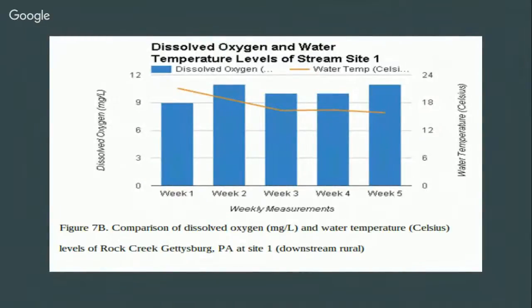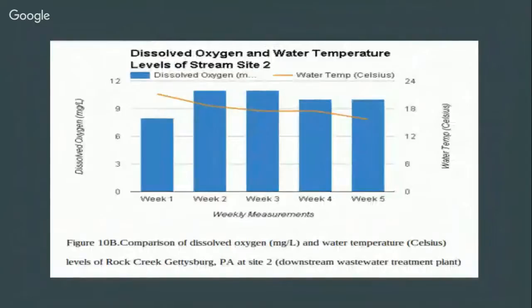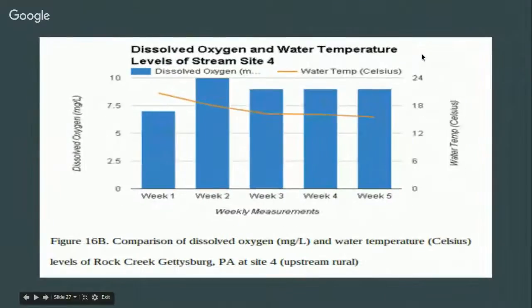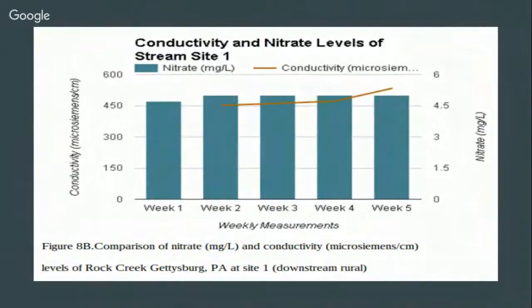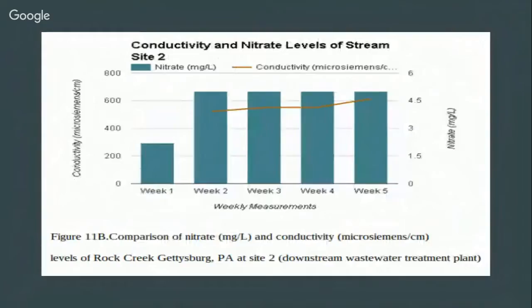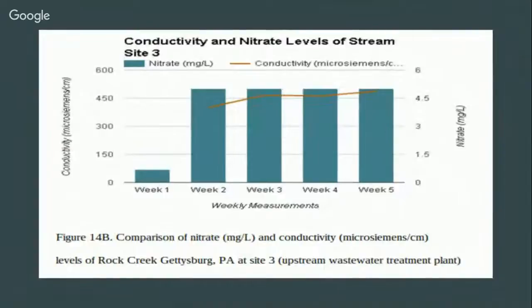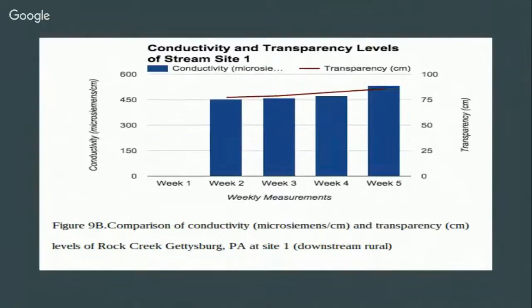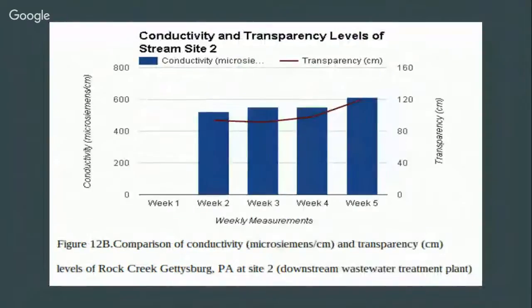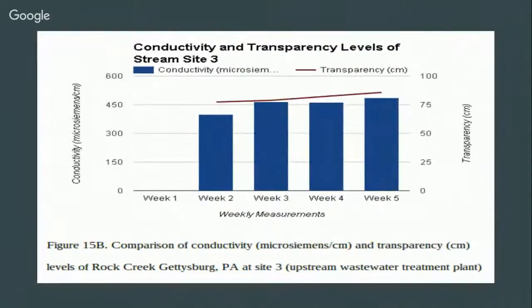The dissolved oxygen temperature graphs show that for the most part, as the temperature dropped, the dissolved oxygen went up. The conductivity and nitrate graphs show that when the nitrate levels were at 5, generally the conductivity levels were in the 400s. The conductivity and transparency graphs showed that the higher the conductivity levels, the higher the transparency levels.